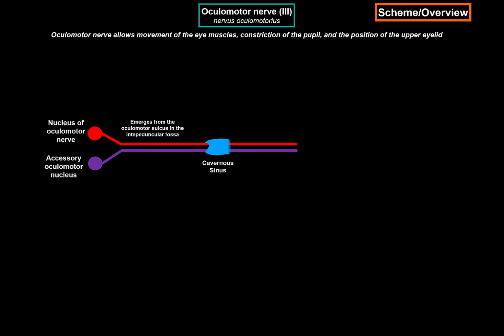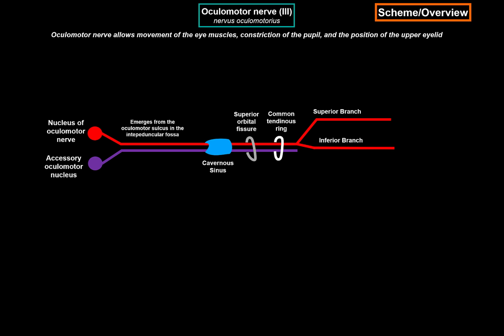and then run laterally in the wall of the cavernous sinus, and then enter the orbit through the superior orbital fissure into a ring called the common tendinous ring, and then it splits into the superior branch and an inferior branch. The superior branch will innervate the levator palpebrae muscle and the superior rectus muscle. The inferior branch will innervate the medial rectus, inferior rectus, and the inferior oblique. The superior and the inferior branch are somatomotor fibers of the oculomotor nerve complex, meaning they innervate the extraocular muscles.